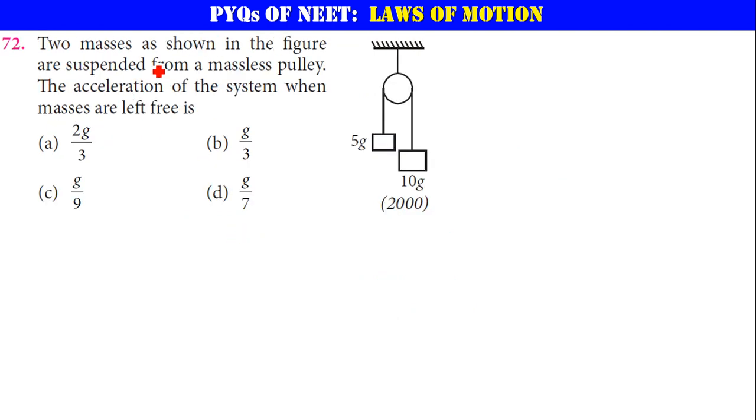Next, two masses as shown in the figure are suspended from a massless pulley. Now the acceleration of the whole system A is equal to m2 minus m1 by m1 plus m2 into g. That's what we have discussed in the first slide itself. So 10g minus 5g divided by total mass, which is 5 plus 10, 15. 5g divided by 15. So 5 ones are 5, 5 threes are 15. The acceleration value is going to be g by 3. That's simple, isn't it? Yes.